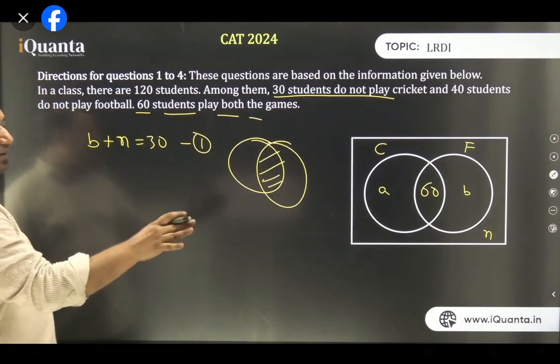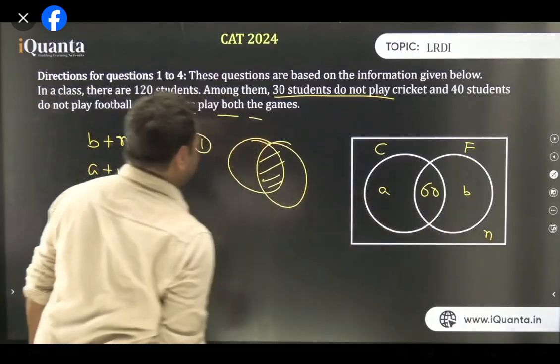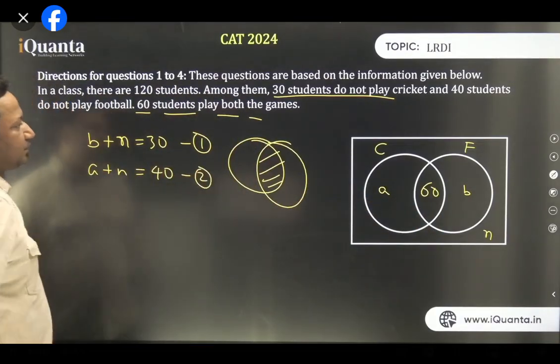40 do not play football. They are playing either only cricket or nothing. That is A and N, which becomes 40. Let this be equation number 2.